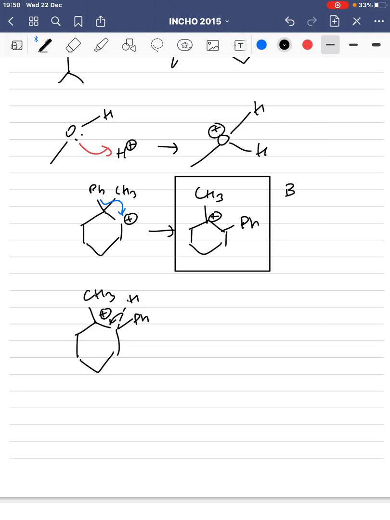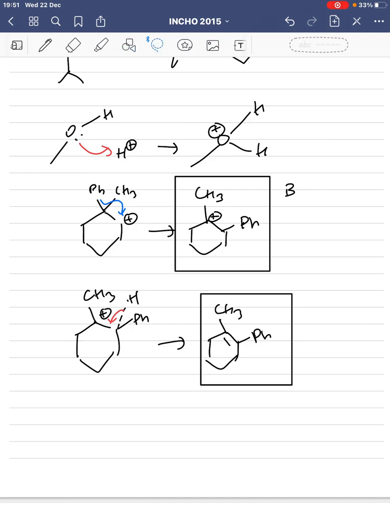And now this hydrogen will give its electron to form a double bond and neutralize the positive charge. Let's just draw it with some other color, and this will form the product C, that is the CH3, and hence this will be our answer for the C part.